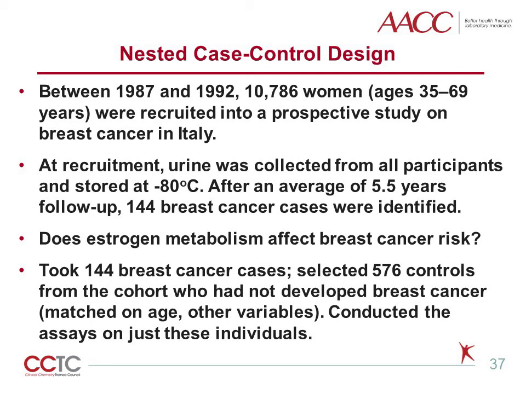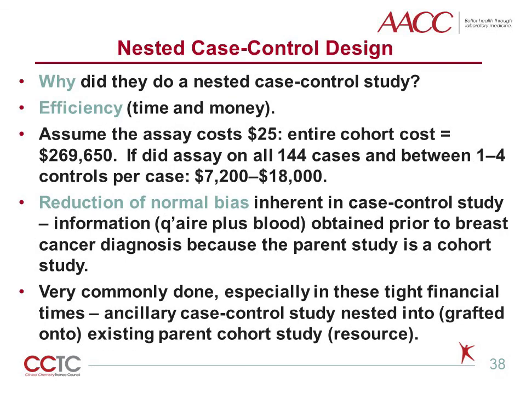So they took 144 breast cancer patients. They selected about 4 times that, 576 controls from the cohort who had not developed breast cancer. They matched them on age, they matched them on other variables, and they conducted the study on just these individuals. On the 144 plus the 576, they actually did the assays on estrogen metabolism just among that group, nested case control study. And why did they do it that way? Completely because of efficiency in terms of time and money.